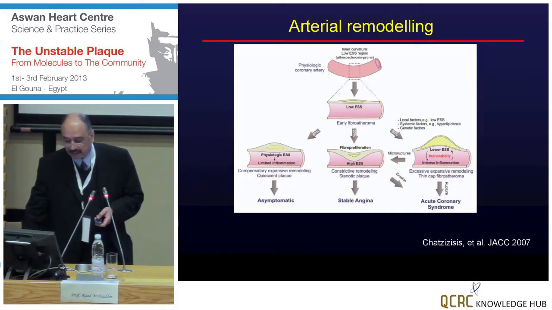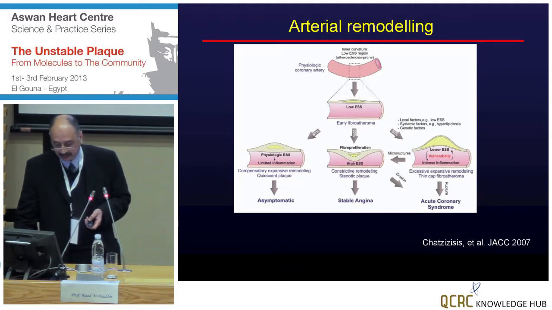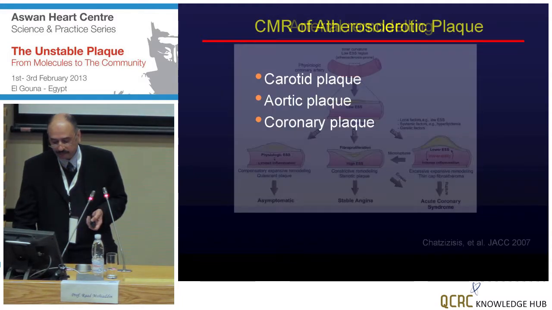The previous speaker has explained this slide to you: low shear stress is conducive to the formation of atheroma, and then it depends on the local mechanism and the genetic factor. This can either stay quiescent or progress to constrictive remodeling, resulting in stable angina, or stretch too much and lead to rupture at the shoulders of the plaque itself, and that can produce acute coronary syndrome.